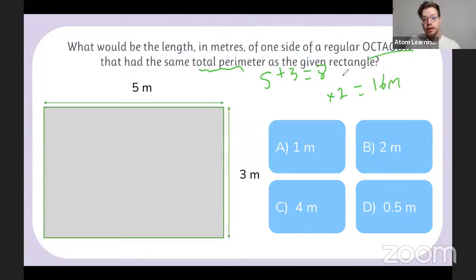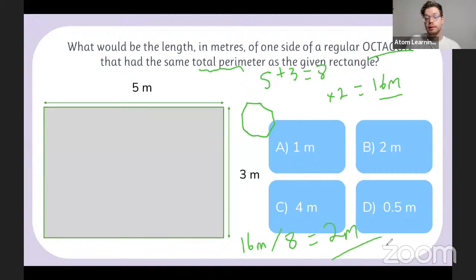We then multiply that by 2, which gives us 16 meters. Now, we need to work out the length of one side of a regular octagon that has the same perimeter. So if we drew an octagon, I'm going to try and draw this, but I'm not the best artist, as some of you may have noticed. That's an 8-sided shape, okay? An octagon has 8 sides. I know the total perimeter of those 8 sides has got to equal 16 meters. So I need to do 16 meters divided by the number of sides, which is 8, which gives me a side length of 2 meters.